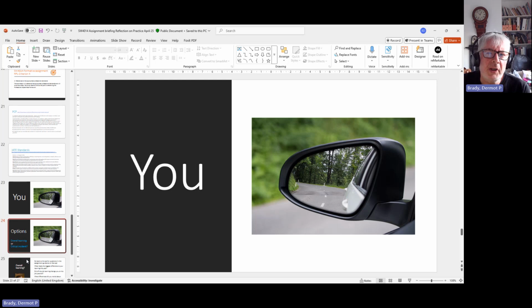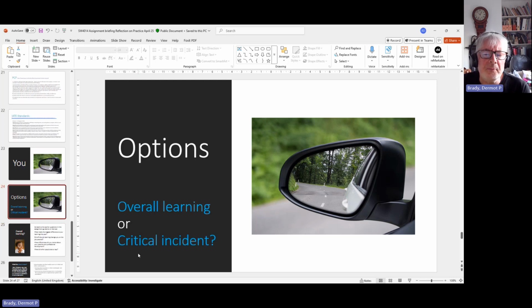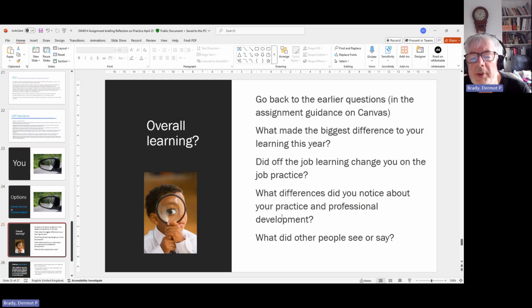But if I was thinking about you, we found that people tend to pick a couple of different options. Other versions are available, but a lot of the time it's either overall learning or a critical incident, and I'll explain what I mean by this. So overall learning is simply, okay, I started in September and here I am now. What's different? What's changed? What kind of surprises were there? What was rewarding? What were those moments where I wasn't feeling too great? And perhaps consider also what other people saw or said.